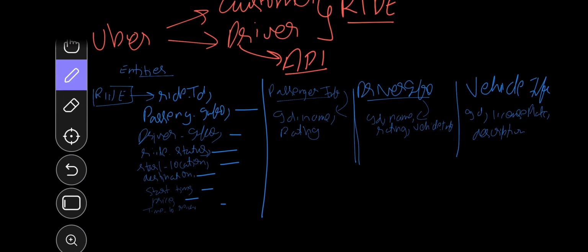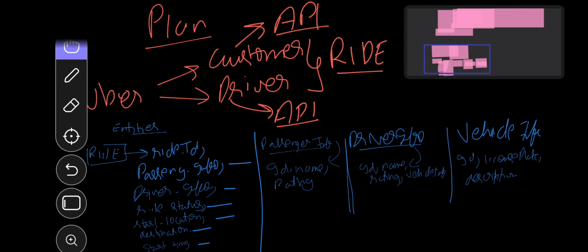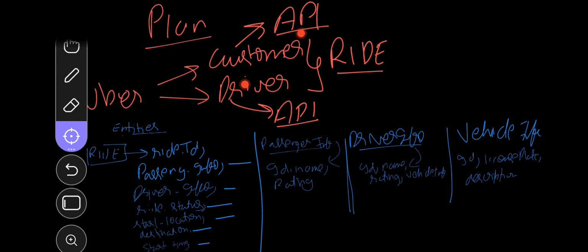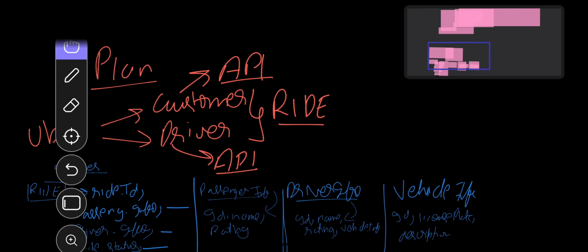Cool. So we have the four entities: ride, passenger information, driver information, and vehicle information. Now we just need to make the final CRUD operations on the API part, right? Because these are the two APIs that we talked about: one is the customer API and one is the driver API. We are done with the entities description part, so let's move to both of them one by one.